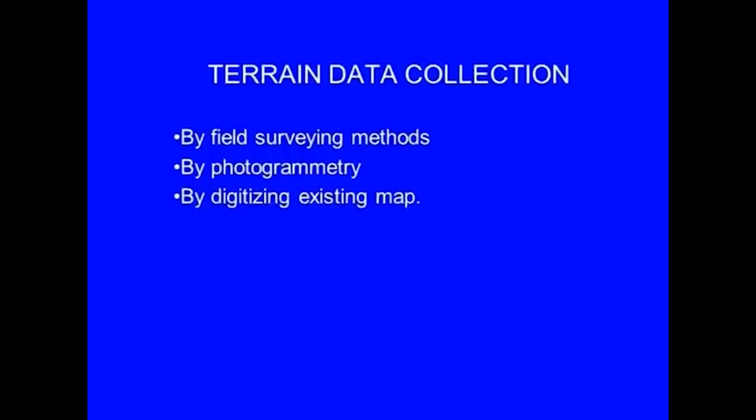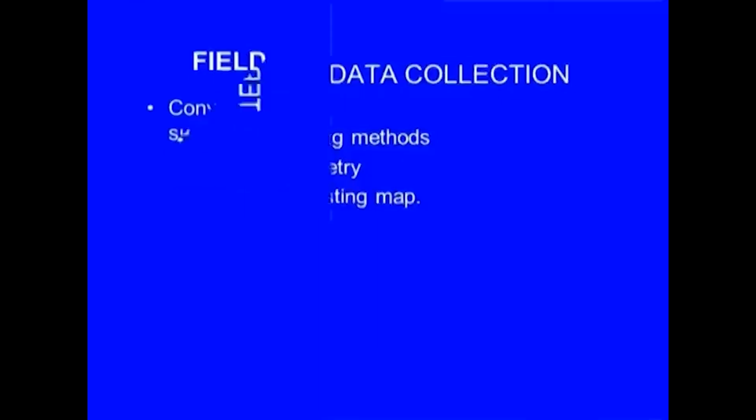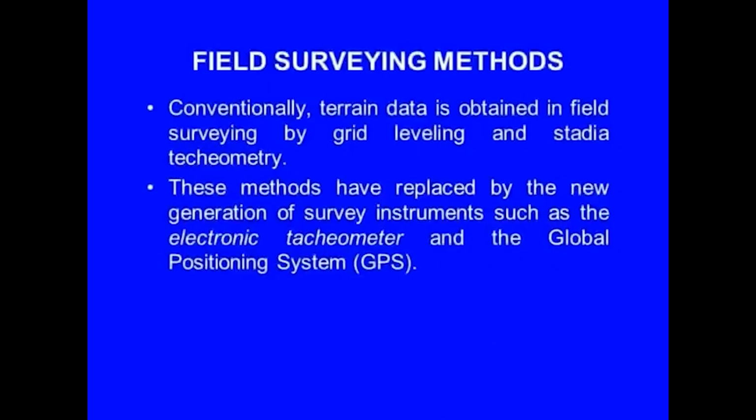So, let us look at the next aspect, and that is terrain data collection. This could be achieved by field surveying methods, by photogrammetry, by digitizing existing maps. Field surveying methods of data collection: conventionally, terrain data is obtained in field surveying by grid leveling and stadia tachometry. These methods have been replaced by a new generation of surveying equipment such as the electronic tachymeter and the global positioning system or GPS.